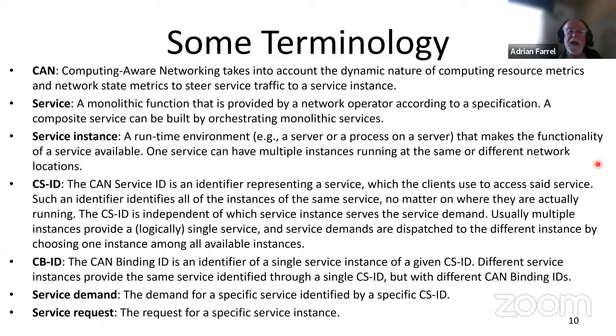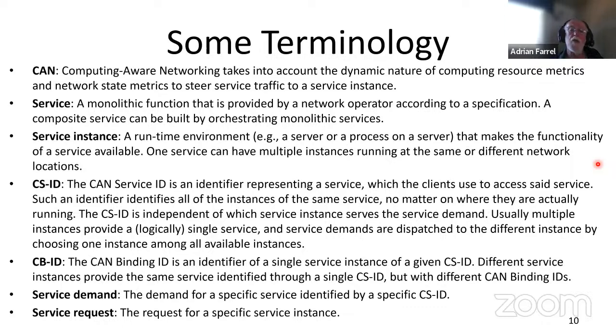And then we just tag some identifiers to these. A service ID, which is just representing the service. So I've got a nice, neat way of saying to the network, I'd like to execute this service. And this is not aware of the service instance. It's just identifying what I want the network to do for me. And then we have a binding ID, which identifies the service instance that is actually delivering the service in this case. And then to match those two things, we can have a service demand. Please, I'd like to execute this service. And a service request, I'd like to execute this service on a particular service instance.